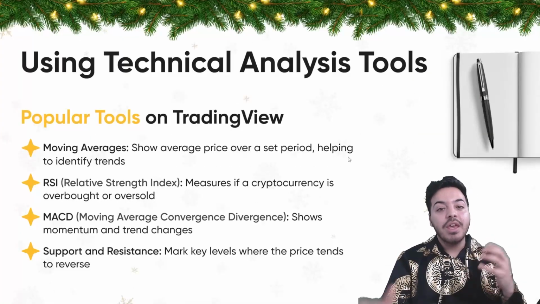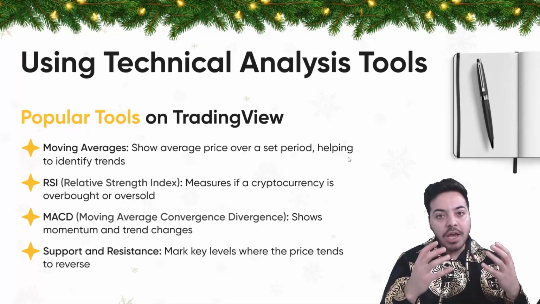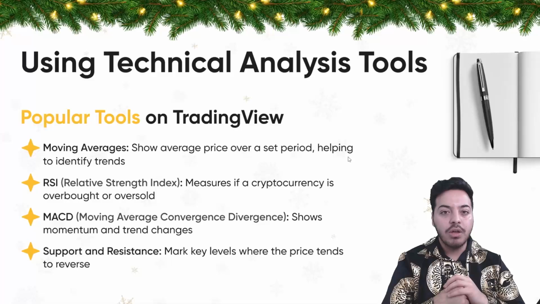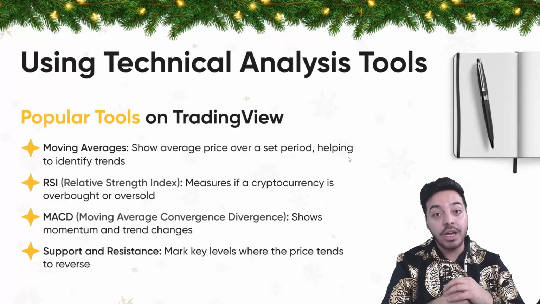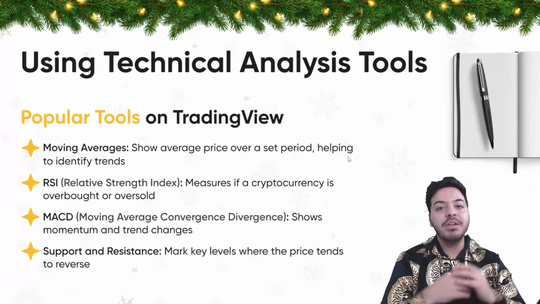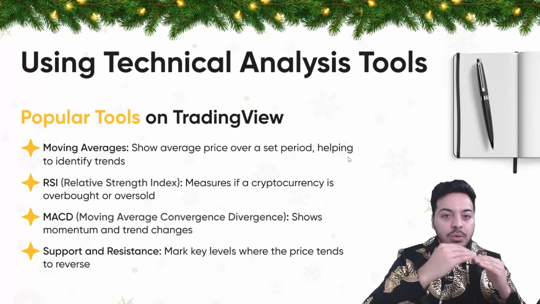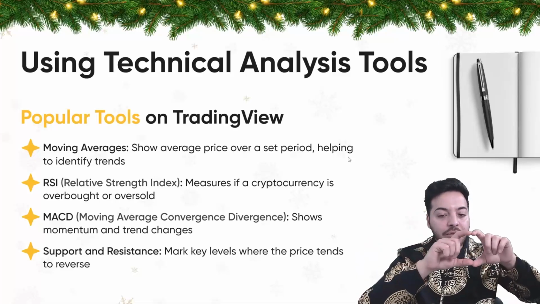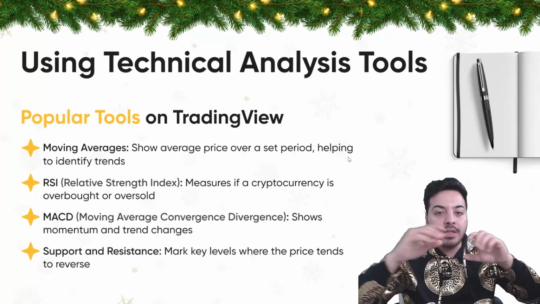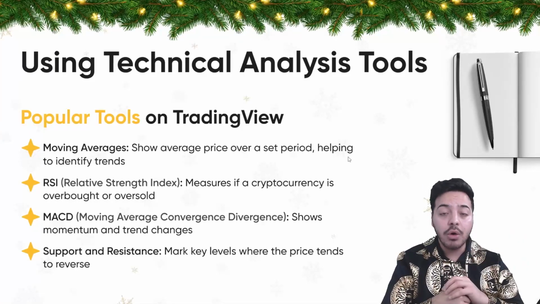Now, how can we use technical analysis tools? The main popular tools on TradingView are called indicators, and I have my favorites here as well. Number one, moving average. It basically shows you the average price over a set period. It helps you to identify the trend. So the average price, how is it going? Is it going up or down? And you can identify the trends, whether it's upward or downward.